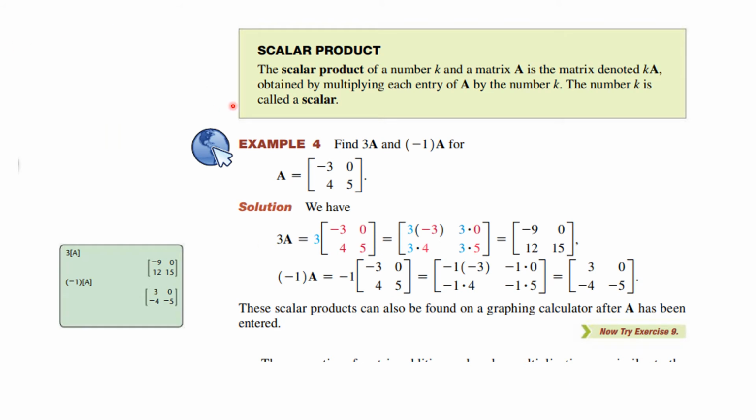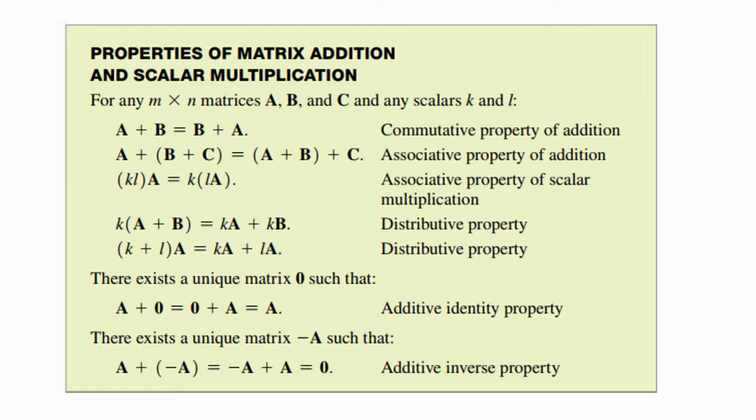We also have an operation called the scalar product. If you take any number k, you can multiply it times a matrix, and you will multiply each entry in A by the number k. So for example, here I'm taking 3 times A. If I take this as A and multiply it by 3, I get this expression. And similarly, if I take minus 1 times A, I will get this expression. And these can be found on a graphing calculator. I encourage you to try this exercise to test your understanding. Many of the properties are the same as real numbers.